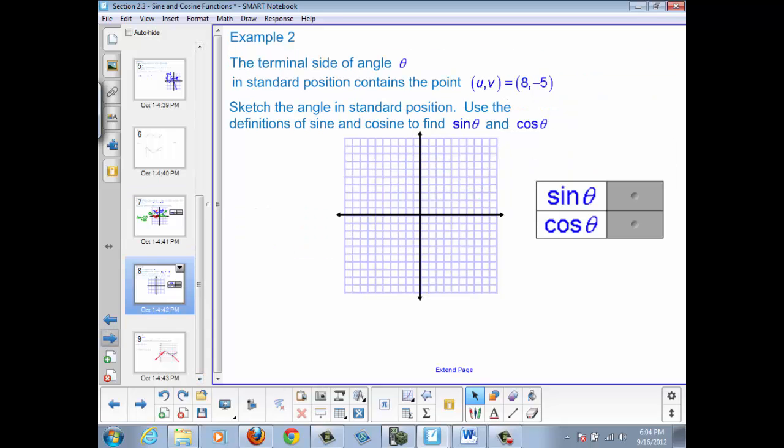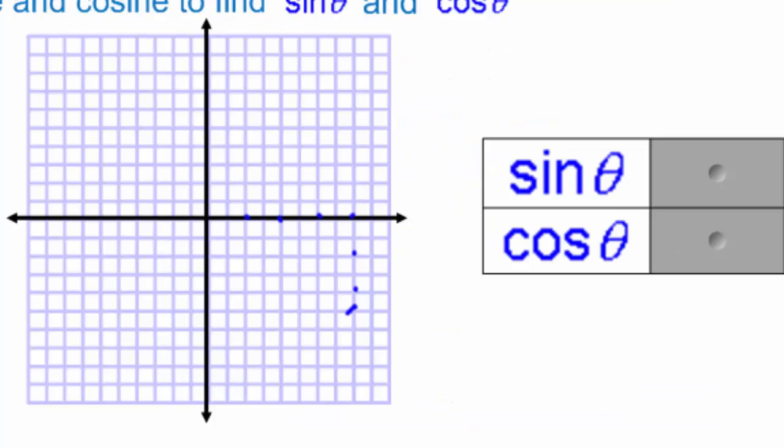Let's take a look at it from another perspective. The terminal side of angle theta in standard position contains the point 8, negative 5. So let's find that point. There we are. And that would put us right here. If we were going to sketch the angle in standard position from the positive horizontal axis to the terminal side, so there is theta.